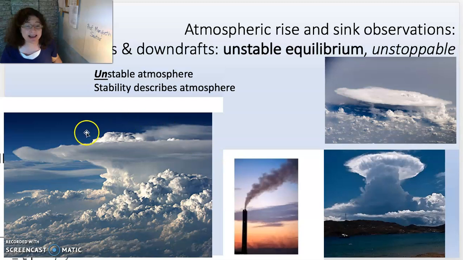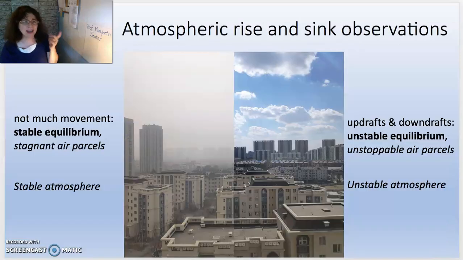It is not as unstable as this atmosphere, but we will learn about how to measure and calculate the amount of instability in the atmosphere. Obviously, you can see how important that is to predicting violent storms. Again, stability describes the characteristics of the atmosphere. These are unstable atmospheres. Now let's compare.